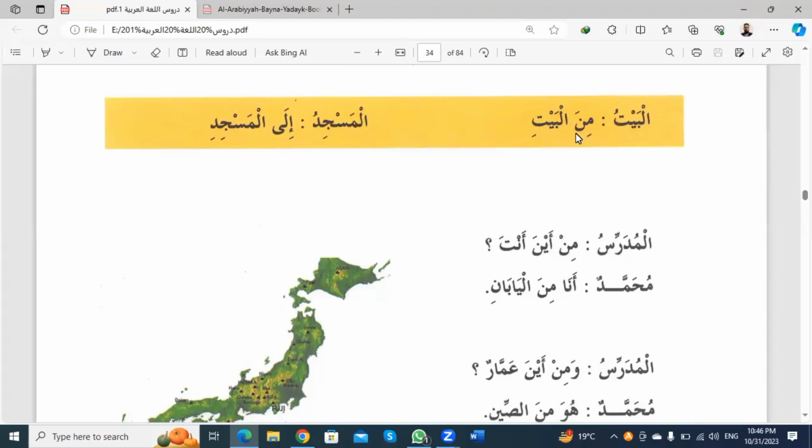So if there is al in the start of any noun, it will be minal baiti, from the home. So this is basically min, which means from. Got it? If there is al in the start of a noun, just like al baitu, it will be minal baiti. Is it clear? Minal baiti, from the home. Al masjidu, mosque. Ilal masjidi, to the mosque.